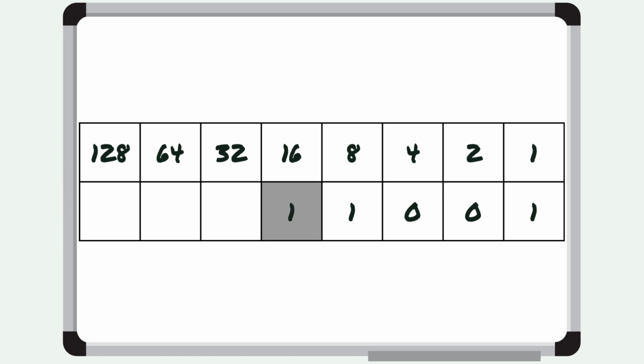The 1 from the 16 column is now going to shift 3 places to the 128 column. The 1 from the 8 column will shift to the 64 column. The 0 from the 4 column will shift to the 32 column. The 0 from the 2 column will shift to the 16 column, and the 1 from the 1 column will shift to the 8 column. The 3 empty columns 4, 2 and 1 are just filled with zeros.